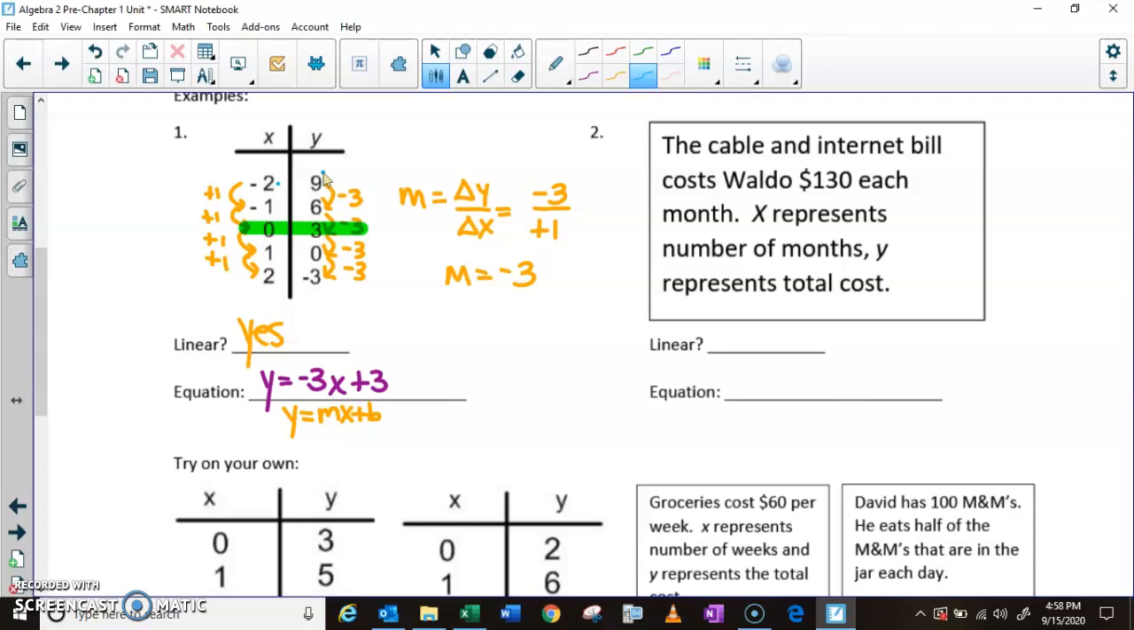Okay. Number 2, a word problem. When we have a word problem, the easiest thing probably to do for that word problem is to create a table. Okay. So let's take a look at this word problem. The cable and the internet bill cost Waldo $1.30 each month.